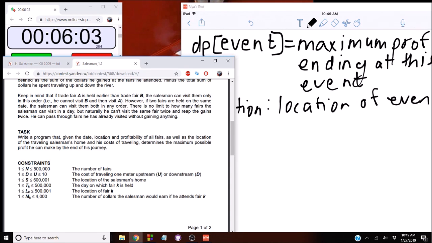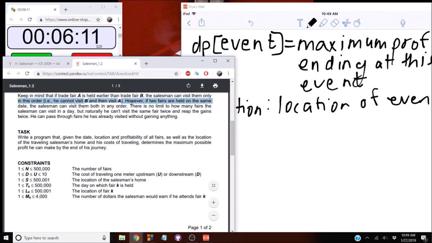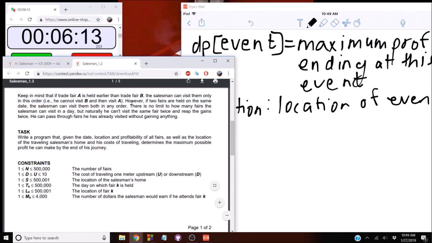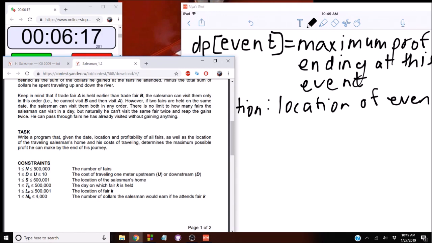Okay, now it's in somewhat of an order. So let's just say that two fairs are never held on the same day. Then DP[i] would be calculated before DP[i+1], and so on and so forth. Now you have the issue that two fairs can be held on the same day. So this makes it a little more tricky.